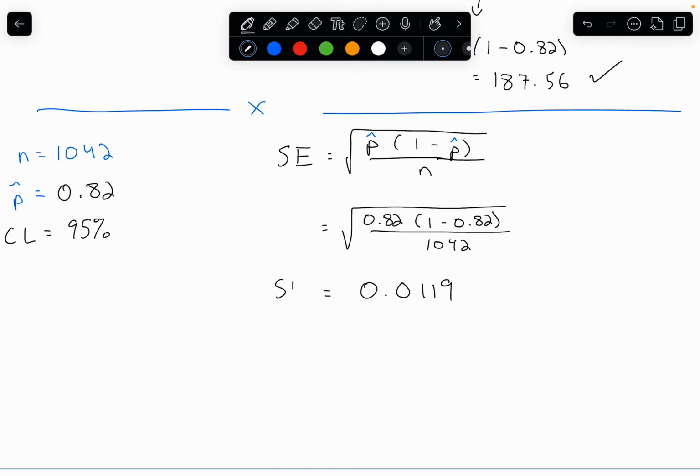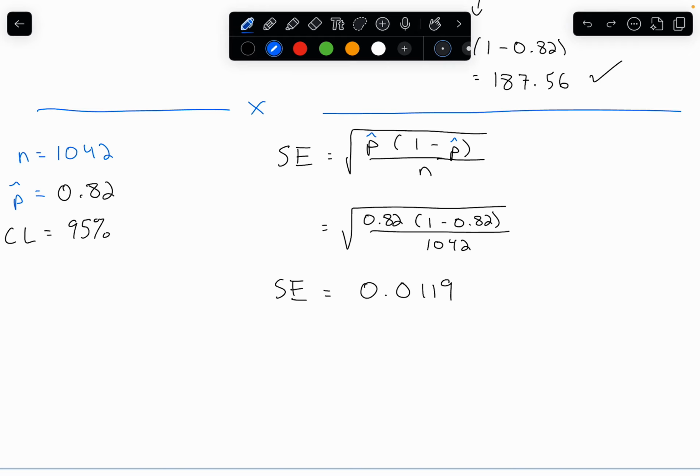So I ended up with 0.0119. I like to round my standard error to 4 decimal places right here, just because the numbers that we're going to be working with are pretty small. They tend to be very, very small decimals. So there's my standard error.